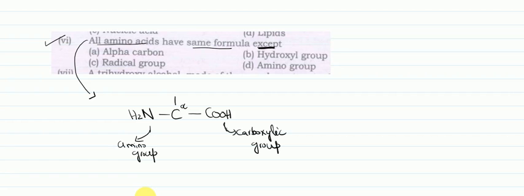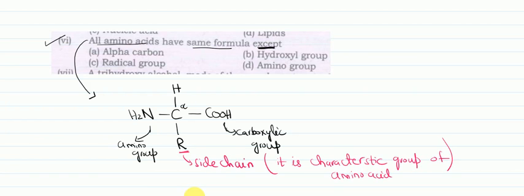One side of the carbon is bonded with hydrogen, and the last one is bonded with the R group. So what is this R group? This R group is known as the side chain, and it is the characteristic group of the amino acid. It means all amino acids have these groups in common: the central alpha carbon, the COOH carboxylic group, the amino group, and hydrogen. But this side chain R is different in each amino acid.